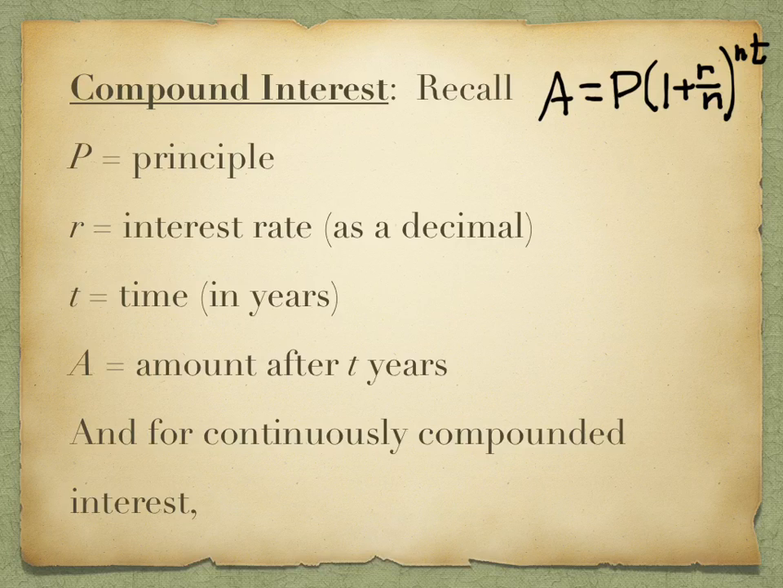And then A is the amount you have in the future, like the amount that you still owe 3 years from now on that car. Or A is the amount that you now have in that CD or savings account or mutual fund or whatever. Okay? And then if you have continuously compounded interest, which someone mentioned before as well, that formula looks like this.